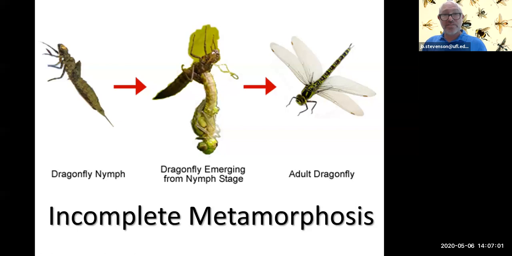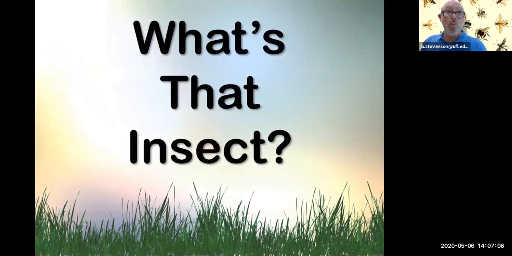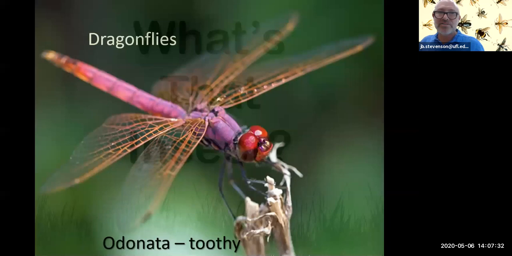Hope everyone's doing okay. We're gonna carry on. We're gonna do what's that insect? And what we're going to go through now is some of the major groups of insects and a little bit about them. Hopefully you'll gain an appreciation for the various groups of insects and not get the creepy crawlies. One of the goals from today's presentation is to kind of de-creepy the whole concept of insects and illustrate some of their ecological roles and benefits.